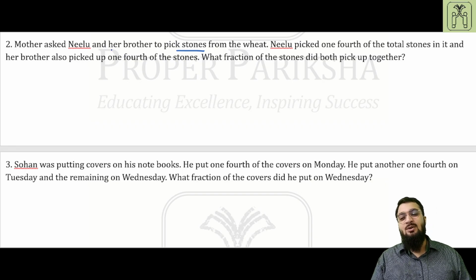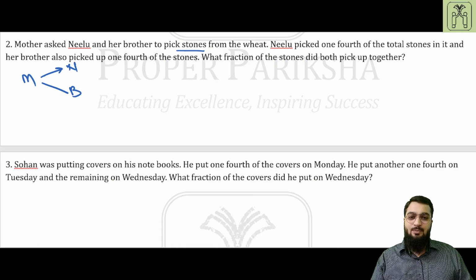Mother asked Neelu and her brother to pick stones. Okay, so there are two people, three people. Mother has given a task to Neelu and brother. Neelu picked 1/4 of the total stones. So she has picked 1/4 of the total stones, and her brother has also picked 1/4. Both of them have picked 1/4.